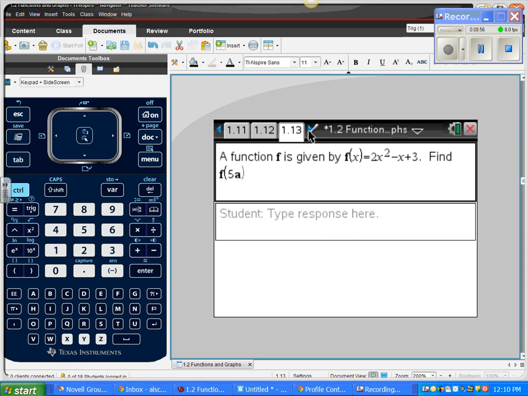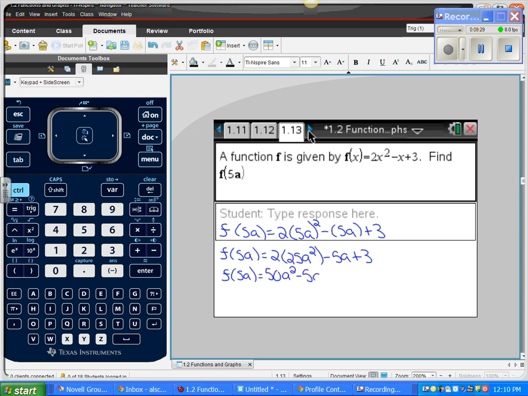Let's get a little bit more difficult. f of 5a. So instead of plugging in just a constant, we are now plugging in a variable. So same thing, it's just substitution into the location where the x was. And then we do the math that goes along with it. So that exponent first, 5a squared. Remember, you have to square everything in there. 25a squared. Multiplication next. 50a squared minus 5a plus 3. And since the rest of that has no like terms, that would be your answer.